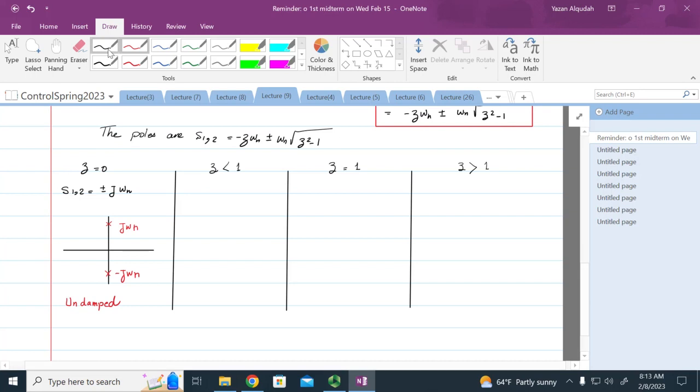Okay. The second case is what happens if zeta is less than 1? We're going to have S1,2 equal negative zeta omega n plus or minus j omega n square root of 1 minus zeta squared.